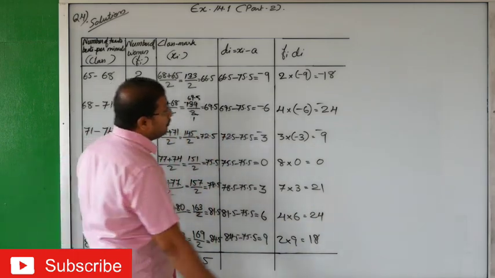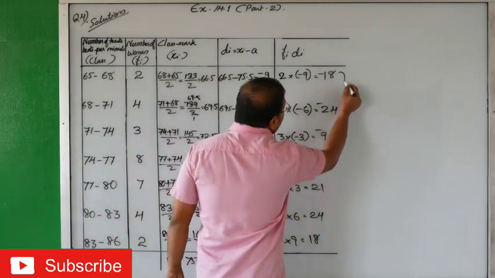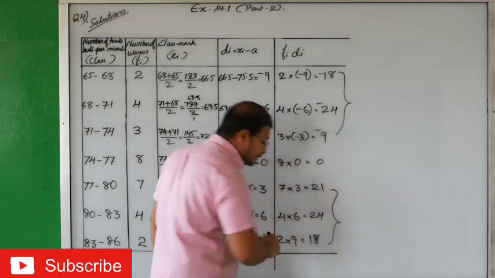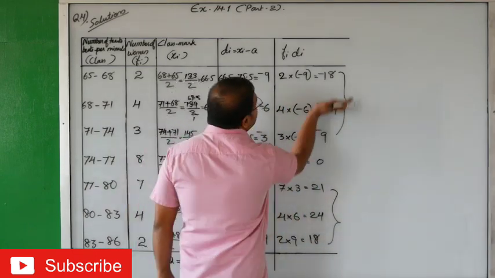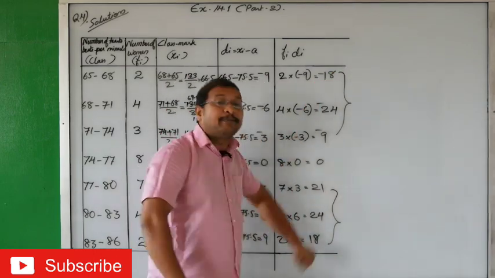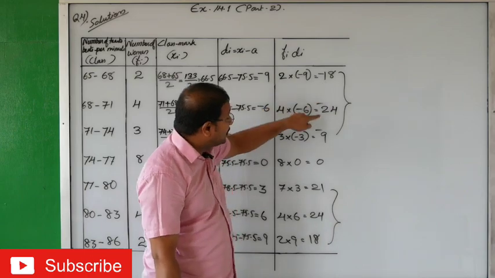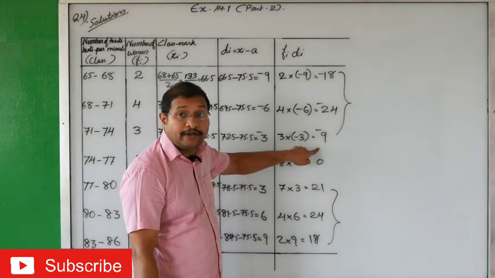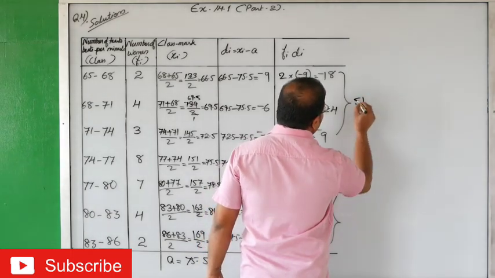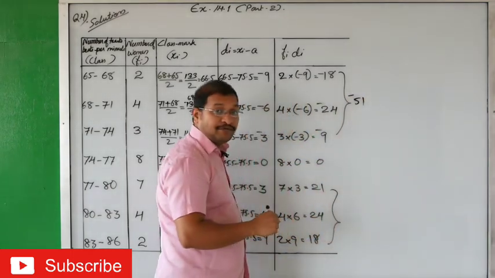Is it okay? Now, what you will do? All the negative numbers will add it together. Positive numbers will add it together. Ready? Because here is minus and this part is plus. So, we have to add it separate. So, when you add it 18 plus 24 plus 9, what you are going to get? 51. Do it alone. Of course, we have to write minus 51, isn't it?